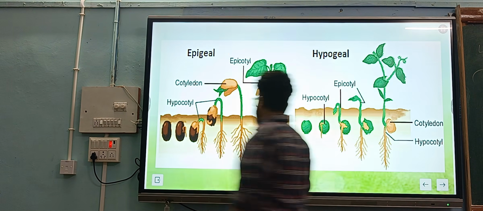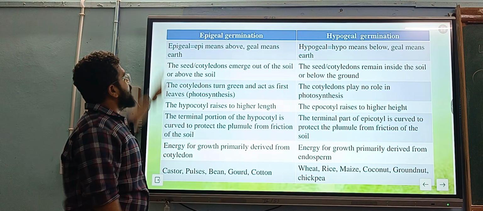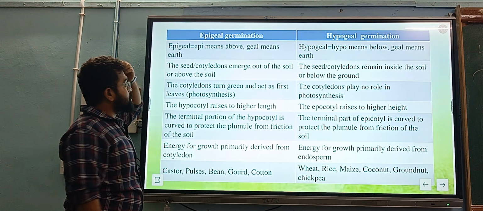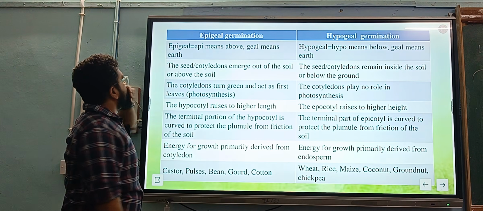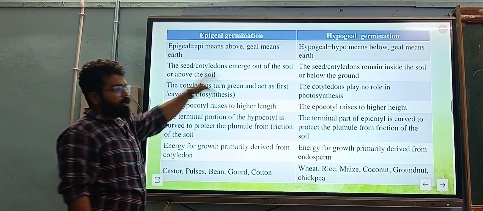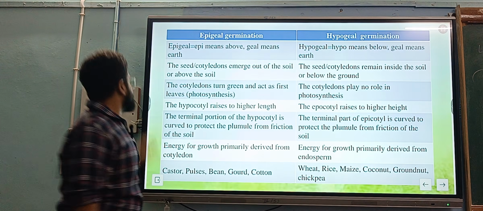Such type of germination we call epigeal, and the other is hypogeal. Epi means above, geal means earth, whereas hypo means below, geal means earth. In epigeal germination, the seed cotyledons emerge out of the soil, turn green and act as the first leaf. This is very important.